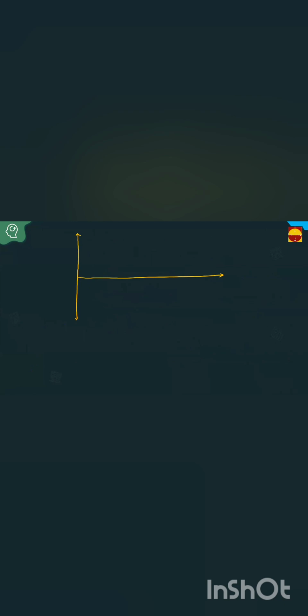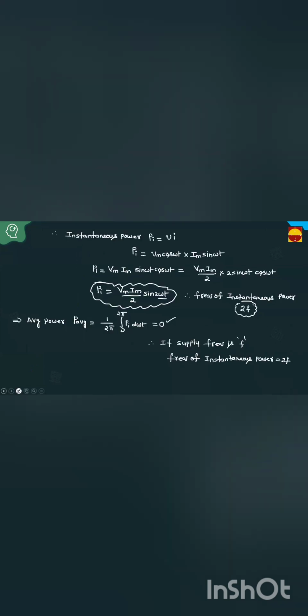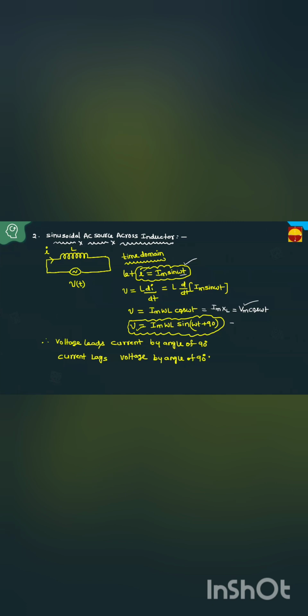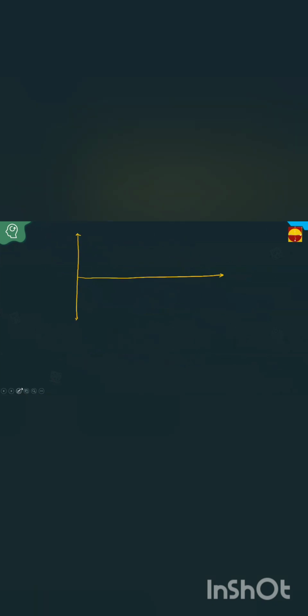If I equal to Im sin omega t, what is I you have taken? I equal to Im sin omega t. That is, I is a sine wave. This is for one cycle. In one cycle, I equal to Im sin omega t. Okay, and V, I, the curve I am drawing. This is pi, this is 2 pi, this is omega t.